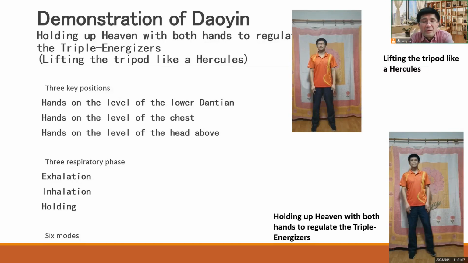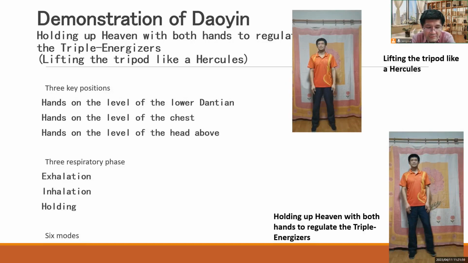Okay, now for the two individual operation Daoyin skills, we'll divide the movement into three parts by the three postures. Now there are three respiration phases, so we can randomly combine these three breathing phases and three movement parts and get 6 different modes of operation.